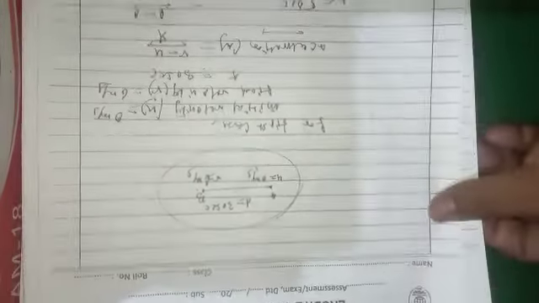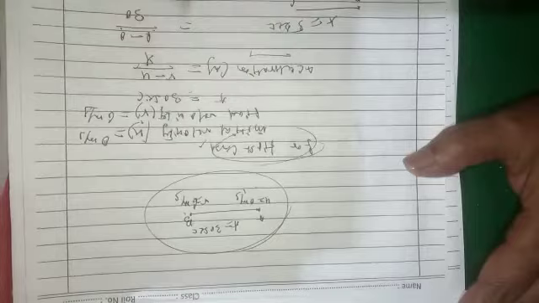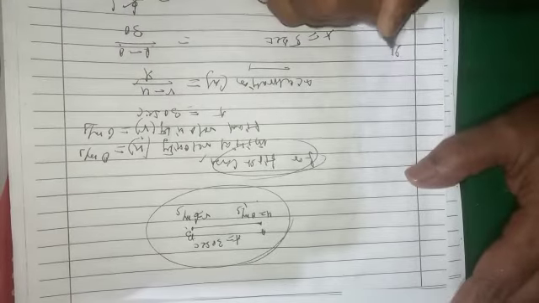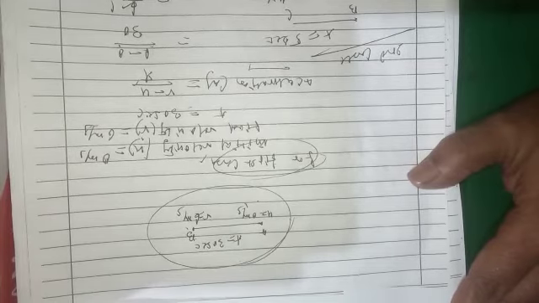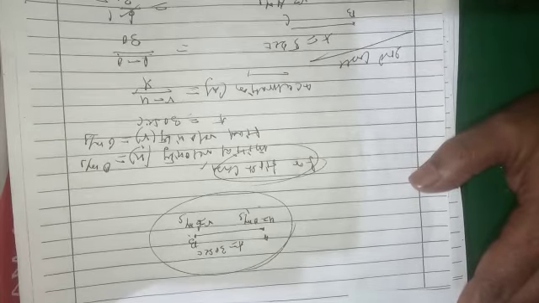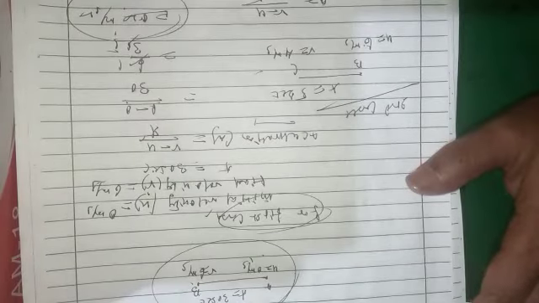This is from the starting. You can write here, this is the first case. I have written here first case, and this is the second case. You have to mention here initial velocity how much, final velocity how much.